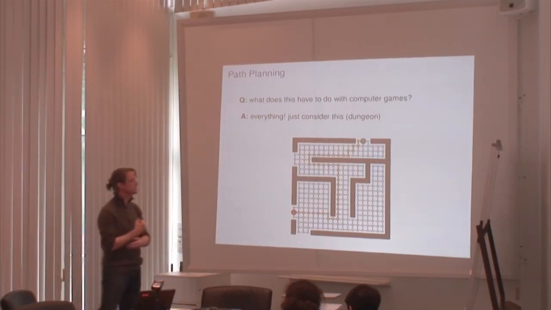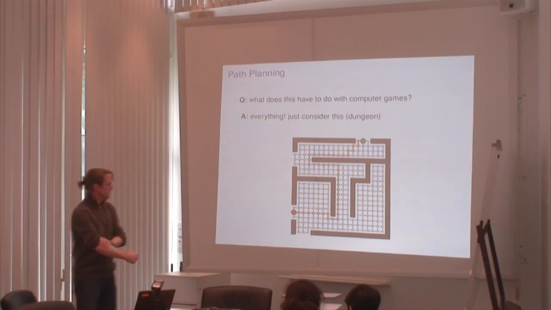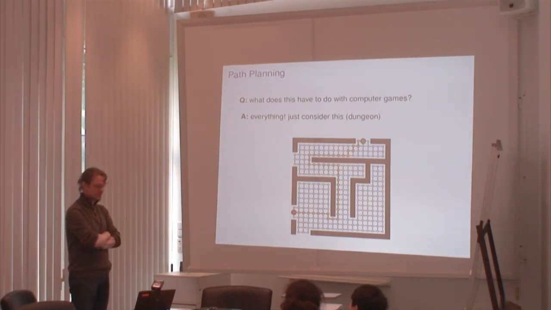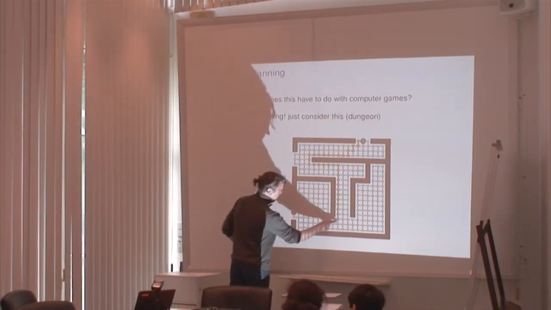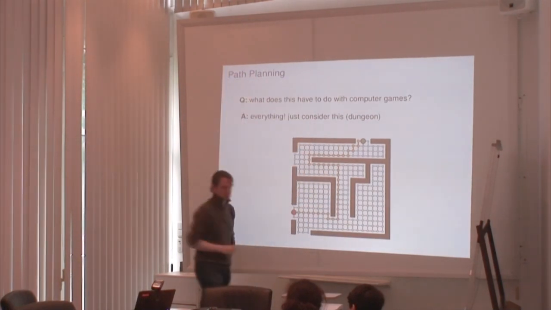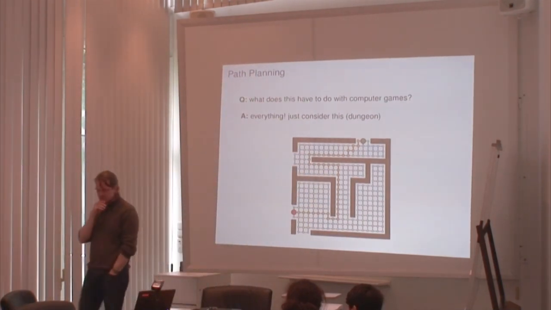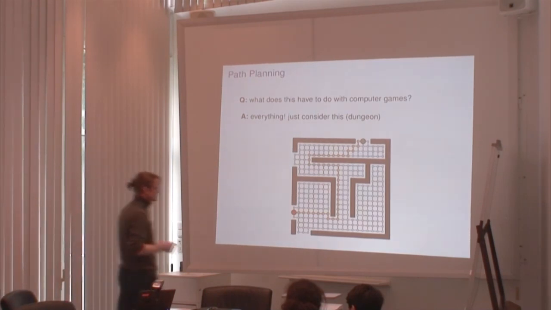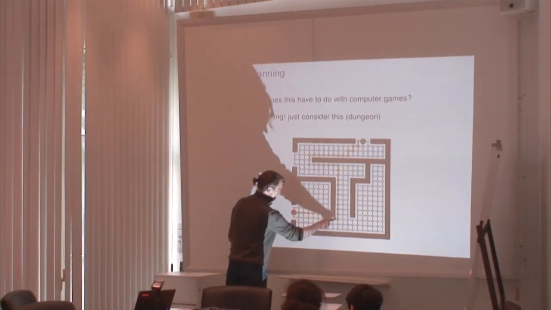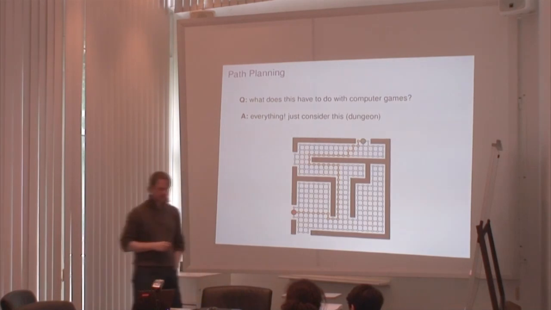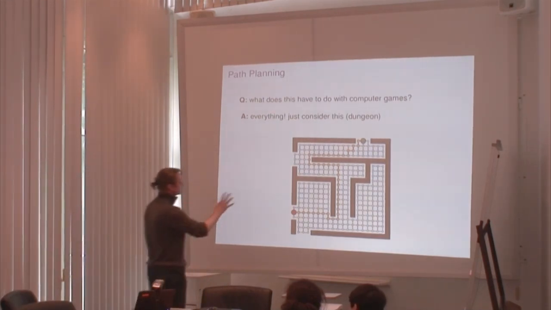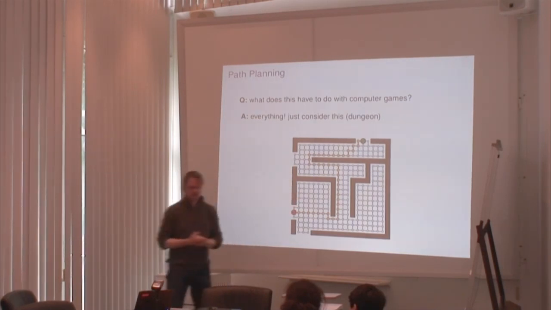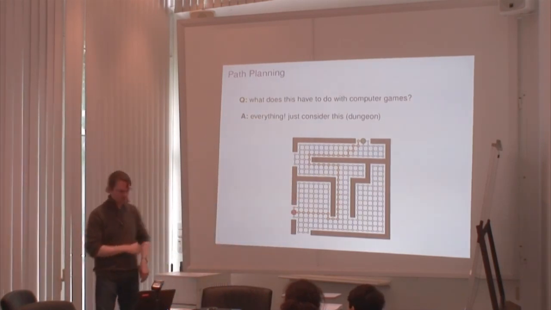We can already see that the shortest path is not necessarily the most convincing path. So probably a human player would go more like this, with more rounded paths, not these right angle paths. But given the representation of this dungeon in terms of this regular graph, this is what a graph search algorithm would come up with.